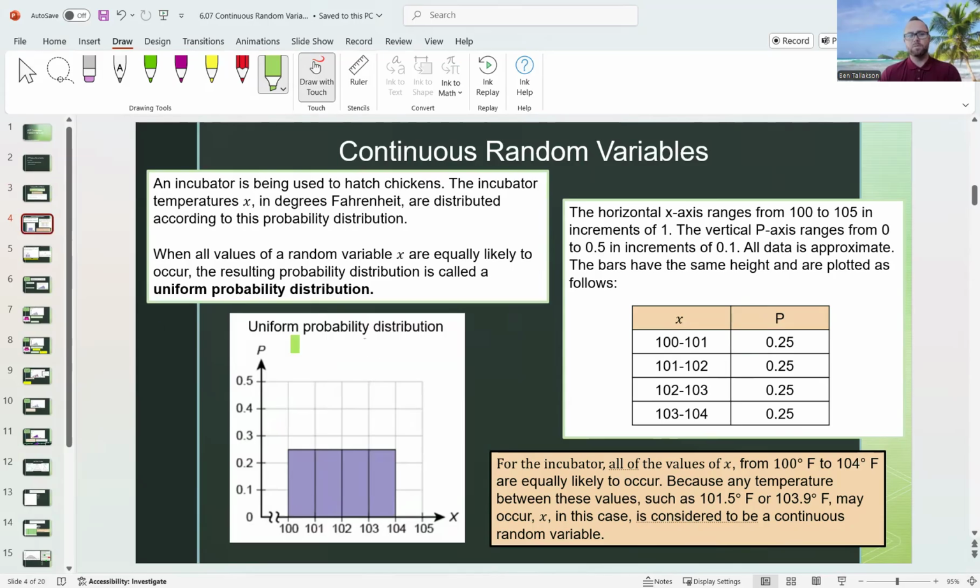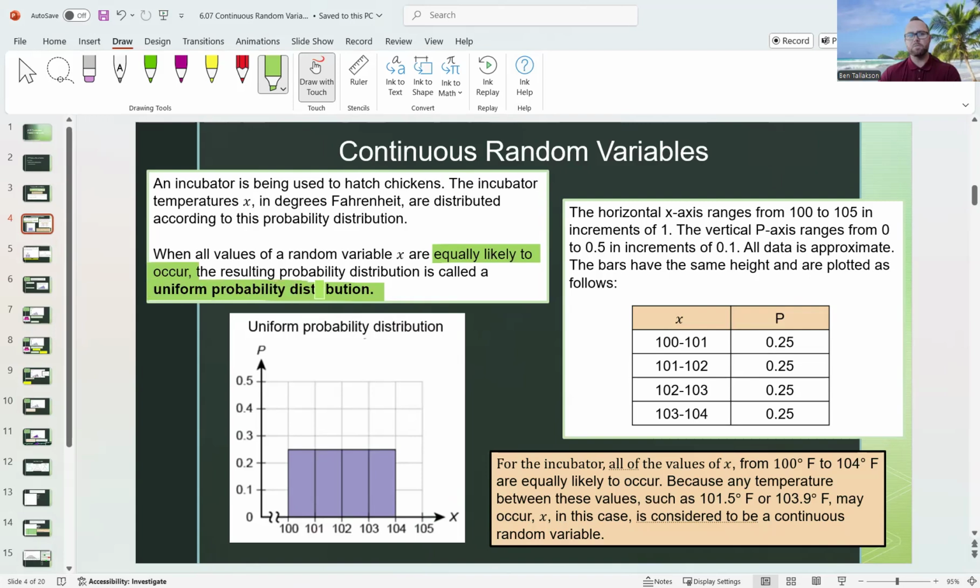Here's an example, interesting looking graph. An incubator is being used to hatch chickens. The incubator temperatures X, we see them here, in degrees Fahrenheit are distributed according to this probability distribution. When all values of a random variable X are equally likely to occur, the resulting probability distribution is called a uniform probability distribution.